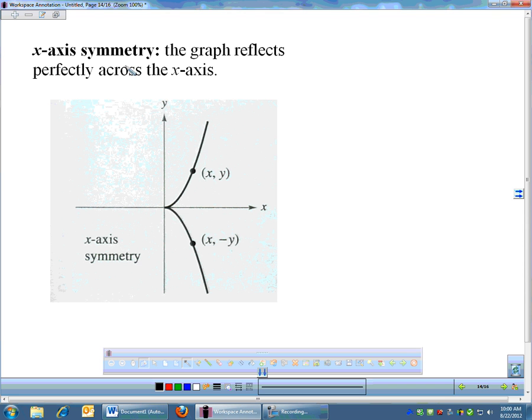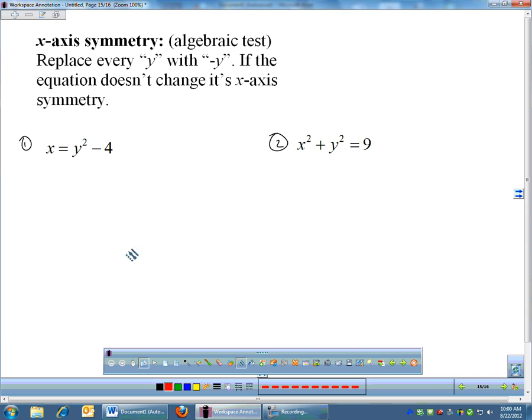X-axis symmetry is very rare. It doesn't have a cute name, but it's kind of like y-axis symmetry except for the x-axis. If you look above and below the x-axis, you should have the same thing, just mirrored. And the reason this is so rare is because something that has x-axis symmetry fails the vertical line test. It's not a function. And most of what we deal with in pre-cal and calculus and maths are functions. So you don't see this very much because it's not a function. But that is a graph of x-axis symmetry. And the test is a lot like the other tests, except for x-axis symmetry.